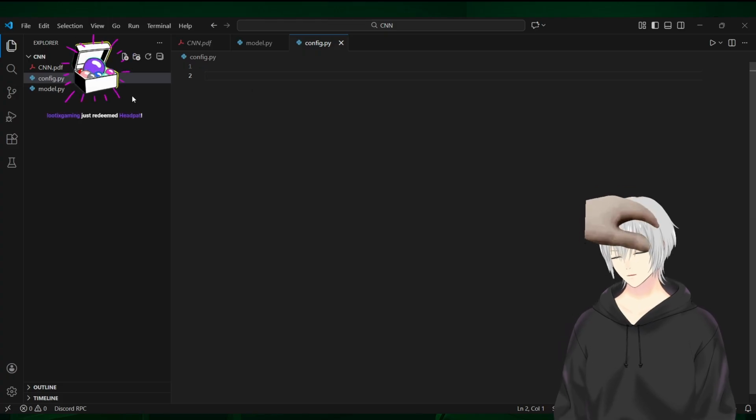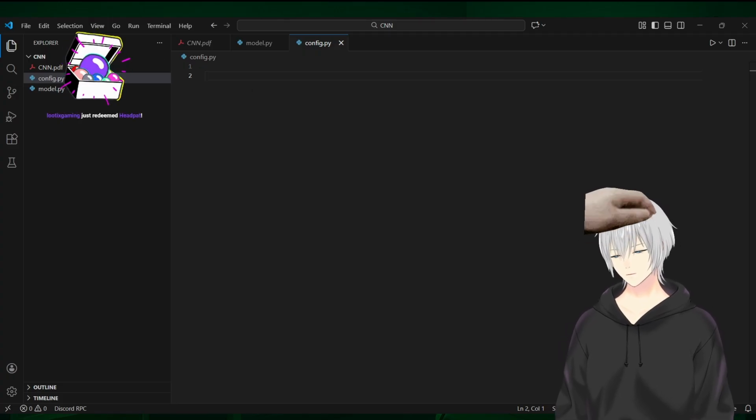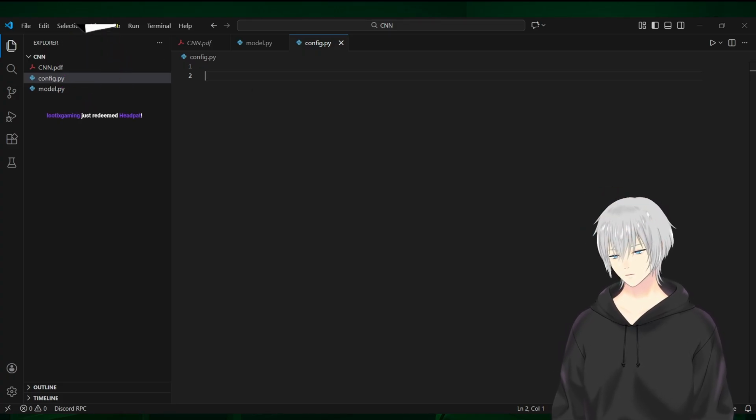Wait, what are you guys even saying? Let me read it. It is a 3D matrix. I don't know what three-dimensional means.